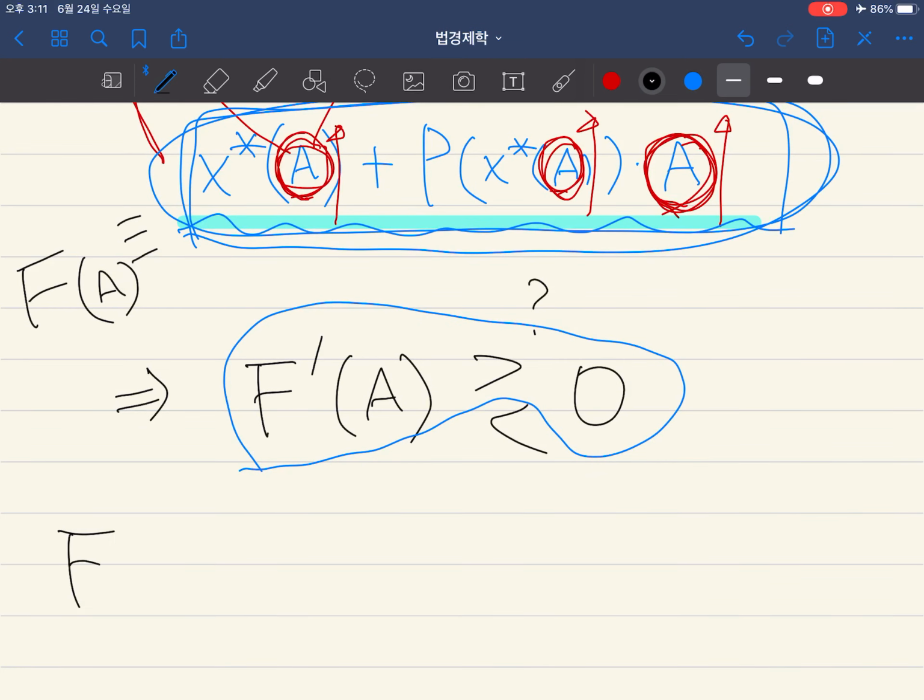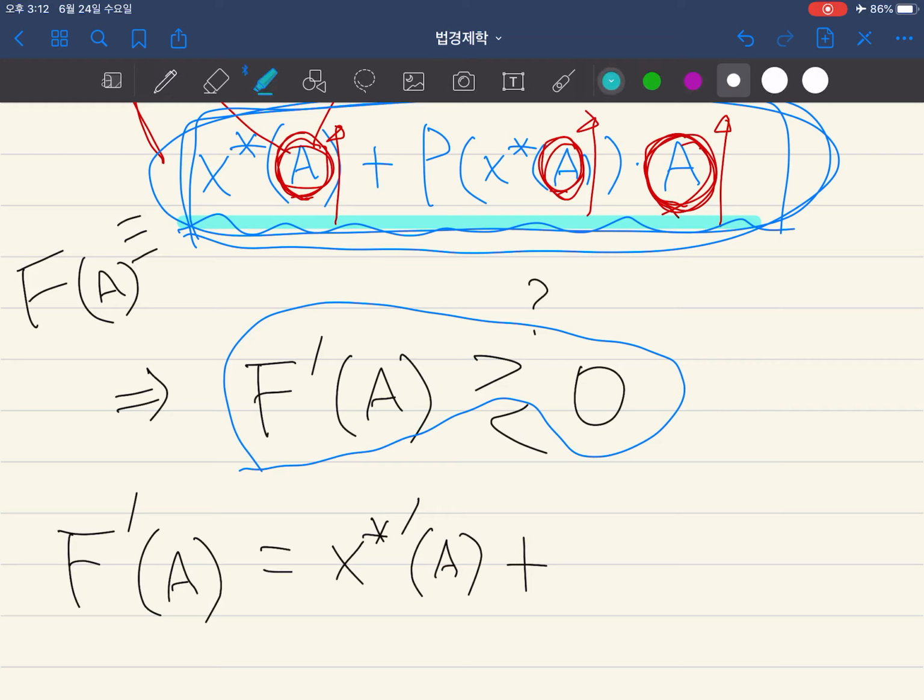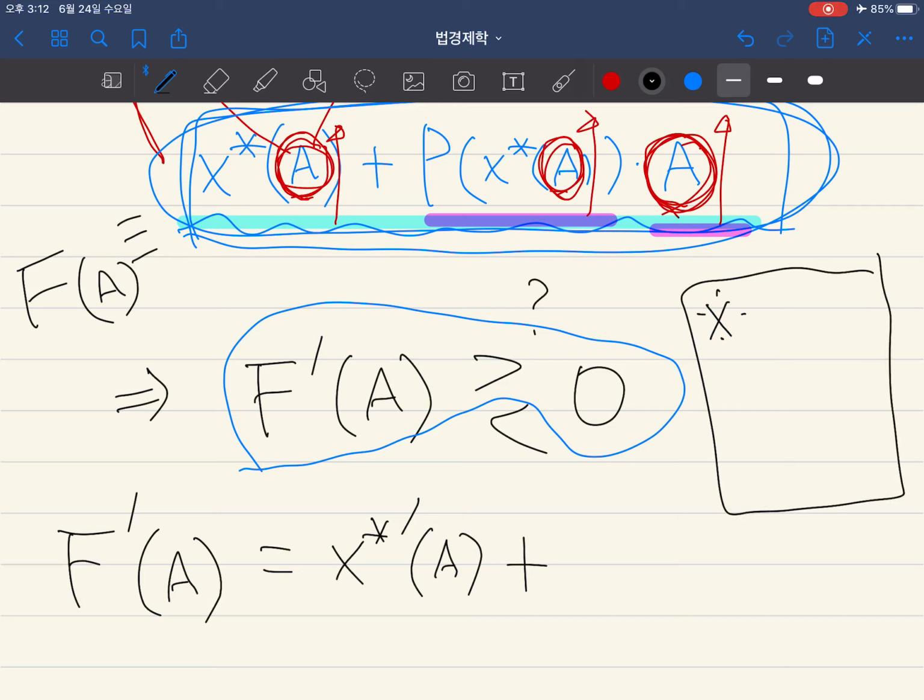So let's take derivative. Plus, and we thought about this problem last time. If you look at this second term, this purple expression, we can imagine it is a product of two things. So remember, we are going to use this differentiation rule.